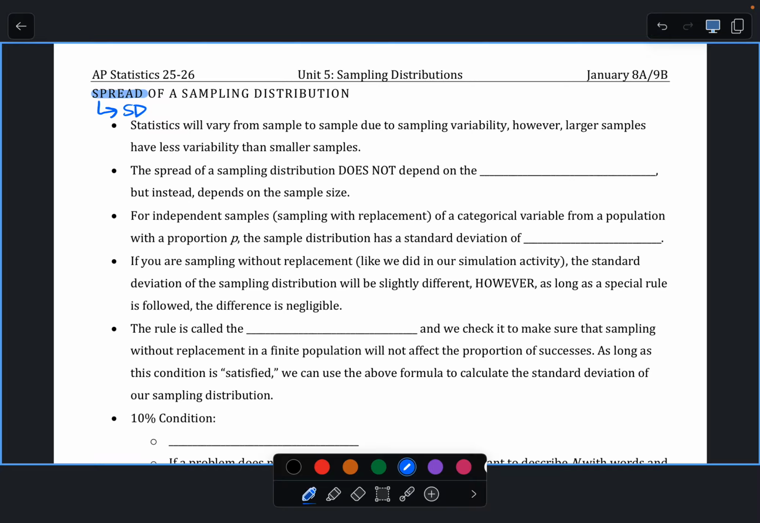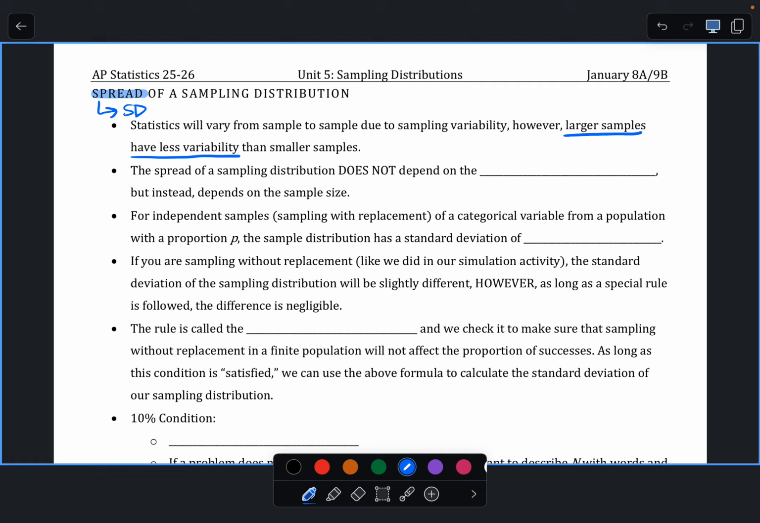So there is going to be variability in your graphs. There's going to be differences in how scaled your x-axis is. Sometimes the scale is really big, sometimes the scale is really small. And a lot of that depends on how big your sample is. Larger samples have less variability.